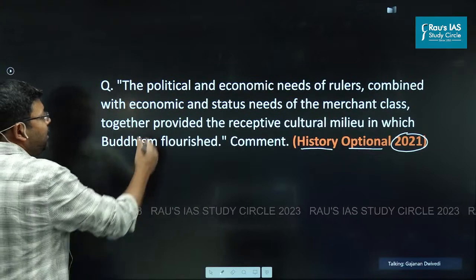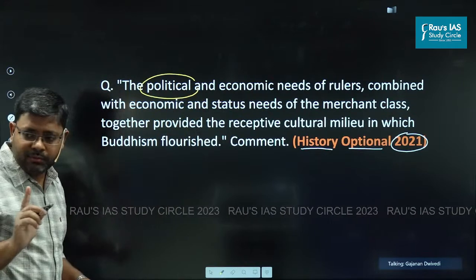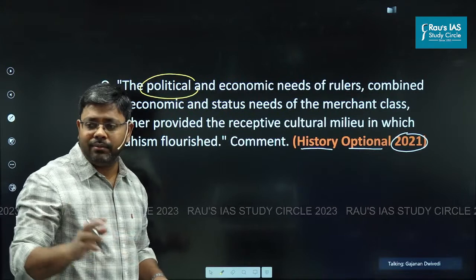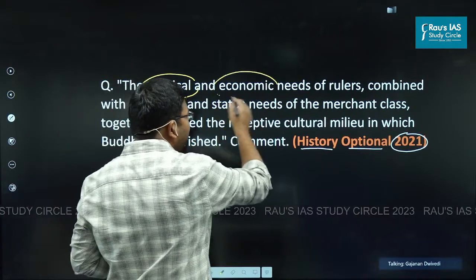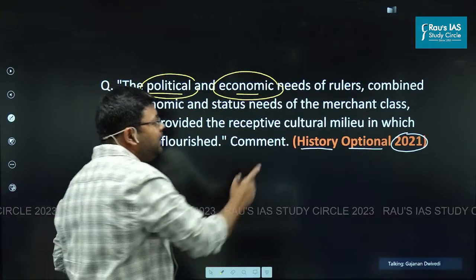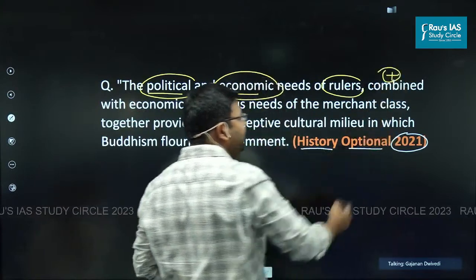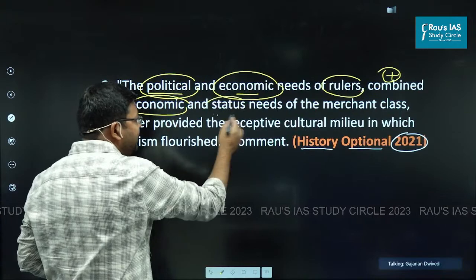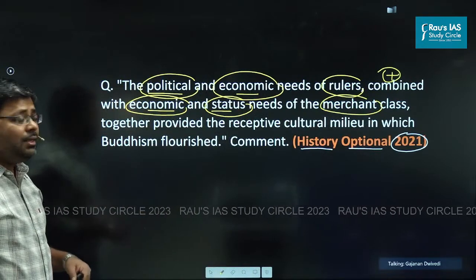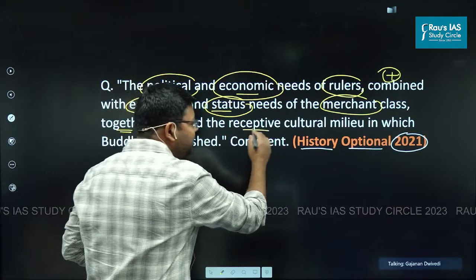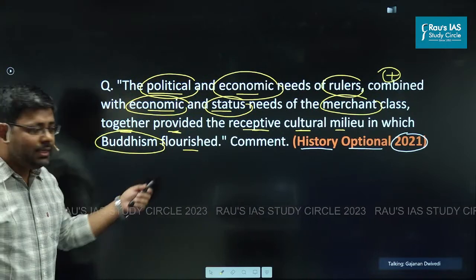The question says, now look carefully and figure out the keywords. How to figure out the keywords? They said the political. One keyword. Look carefully, all those who are live, online, offline candidates, just find out the keywords. They said the political and the economic needs of the rulers. Third keyword: combined with the economic and the status needs of the merchant class, together provided the receptive cultural milieu in which Buddhism flourished. The question tag here is comment.